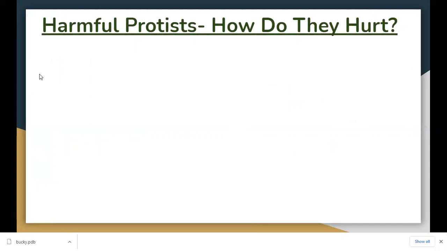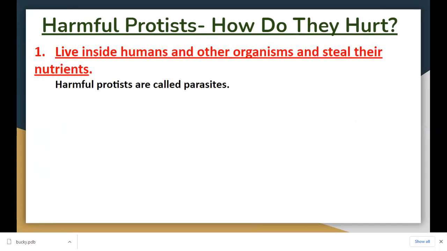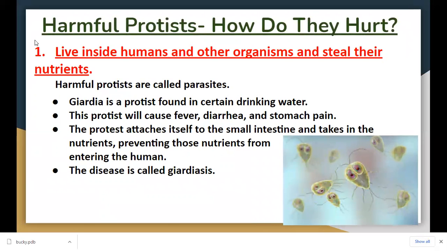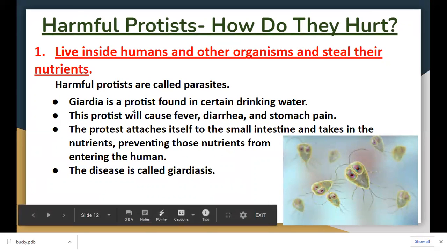Okay, what about harmful protists? How do they hurt us? Well, we have protists that live inside of humans and other organisms, and they actually steal their nutrients. They live inside of them and eat off of them. They eat the good stuff out. When the person or the animal eats something, they take the first best stuff. They're called parasites. So here's an example of a parasite in the bottom right here.